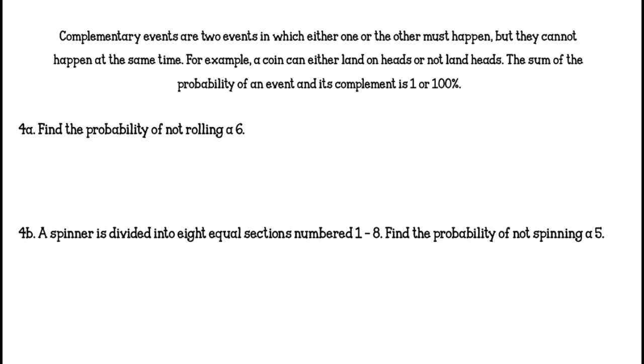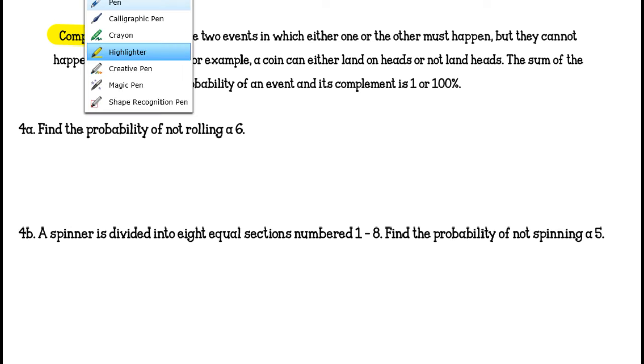Complementary events are 2 events in which either one or the other must happen, but they cannot happen at the same time. For example, a coin can either land on heads or not land on heads. The sum of the probability of an event and its complement is 1, or 100%.